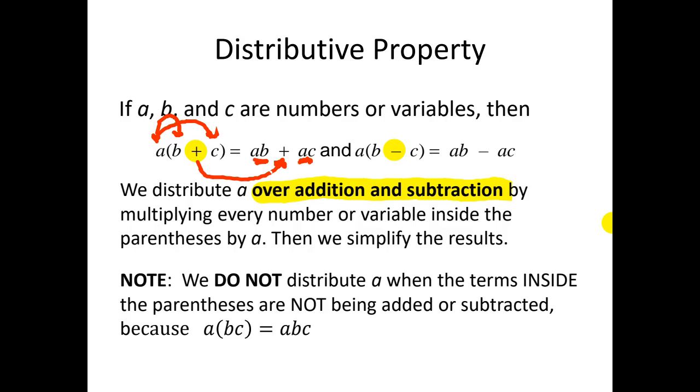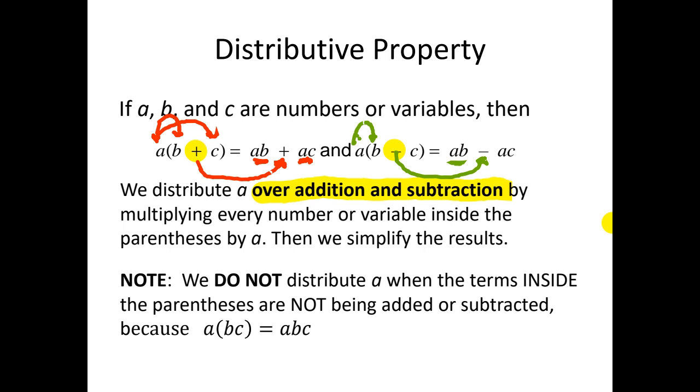Distributive means the number out in front is multiplying by the first number in the parentheses, followed by the sign inside of the parentheses. And then we go back again, and the number out in front of the parentheses multiplies by the number behind the plus sign. And the same thing happens when you have a minus. This A multiplies by B. This sign comes over, and then A multiplies by C.